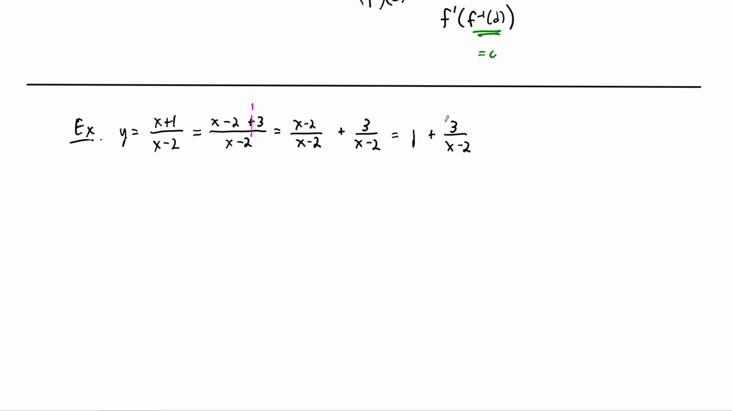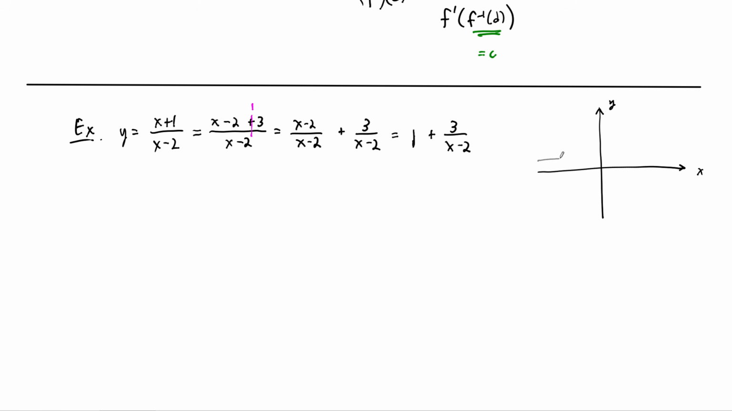But this one allows us to sketch the graph very easily, right? So this one has a horizontal asymptote at y equals 1 and a vertical asymptote at x equals 2, and otherwise it looks like a hyperbola. So just breaking up your function can help you sketch its graph very easily.